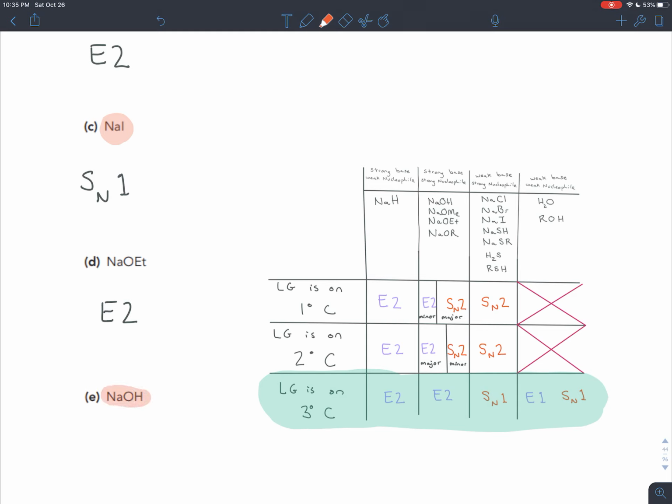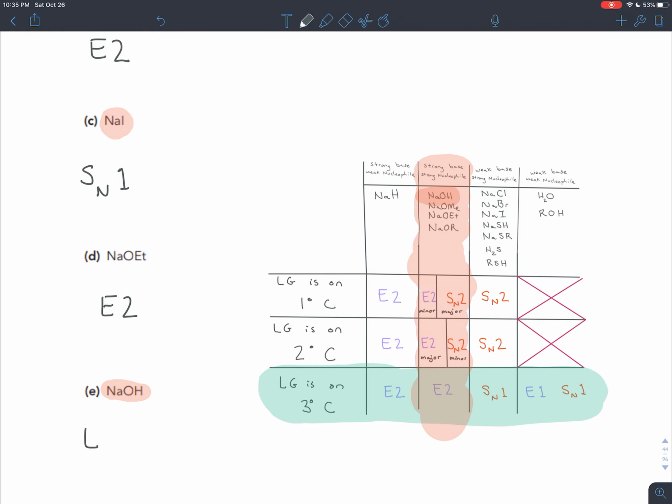Finally, sodium hydroxide is also a strong base and a strong nucleophile. So because the leaving group is on a tertiary carbon, if we combine that with a strong base and a strong nucleophile, we will only get the E2 products.